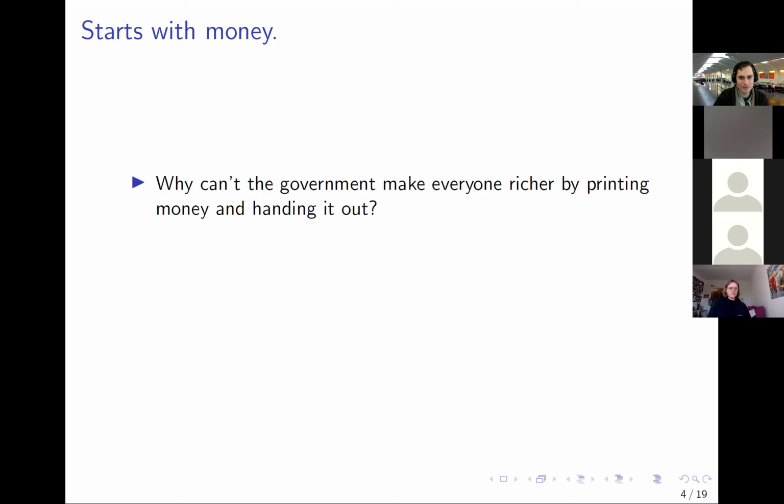Why can't the government just send every household another 10,000 kroner? Make them all richer. That's a question for you, by the way. Why can't the government do that? It could do it. Why not? Print a bunch of money and send it to every household. Because of inflation? Because of inflation.